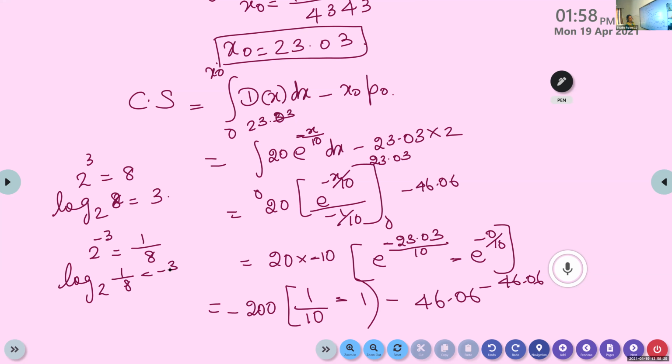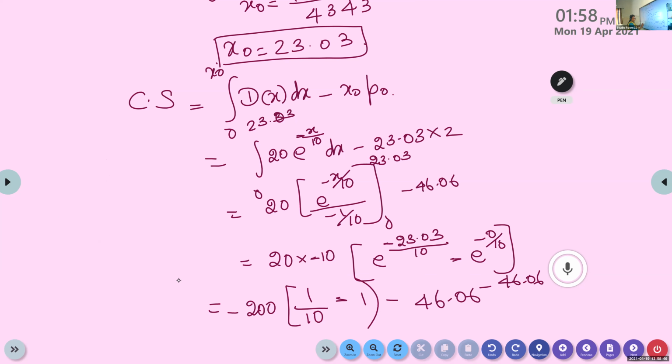But what is log of a by b? Log a minus log b. So we'll get log 1 minus log 8. What is log 1? Log 1 is 0. Using that property only, e raised to minus. In a question, what is given? Log e to the base 10 is 0.4343. This is what is given.